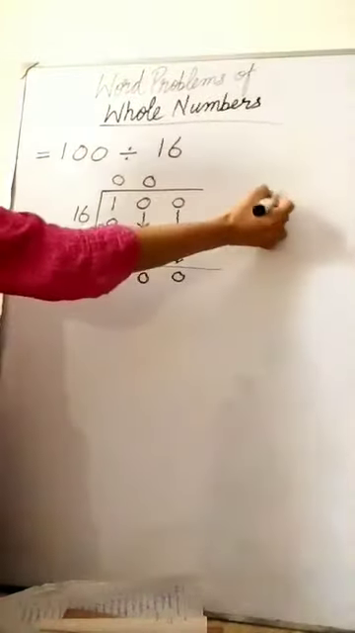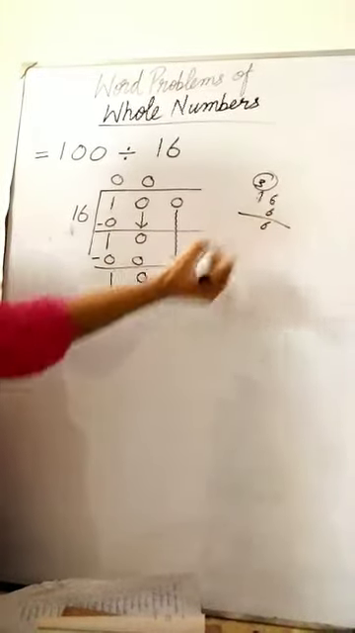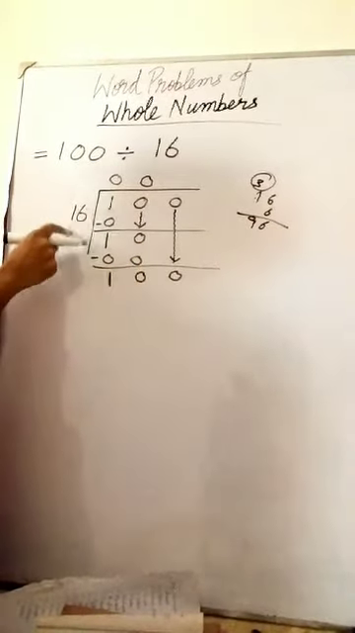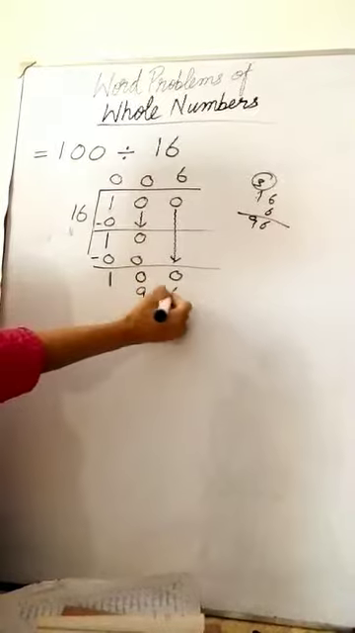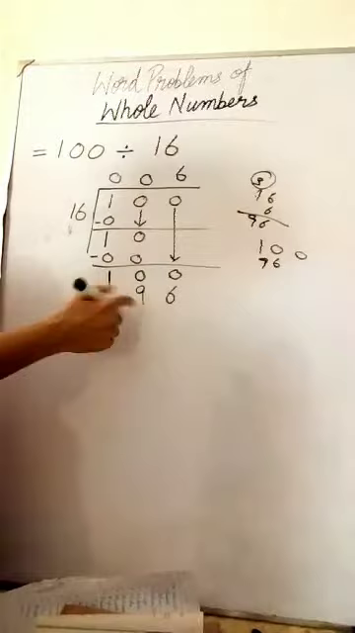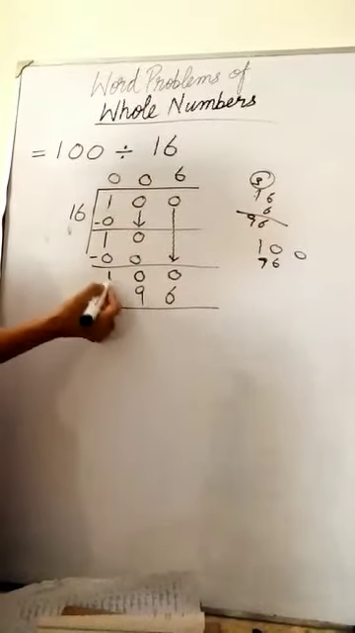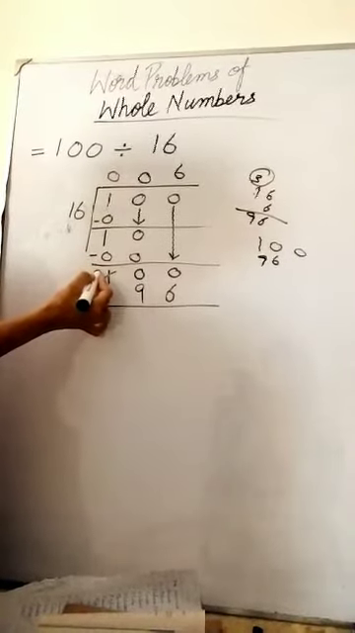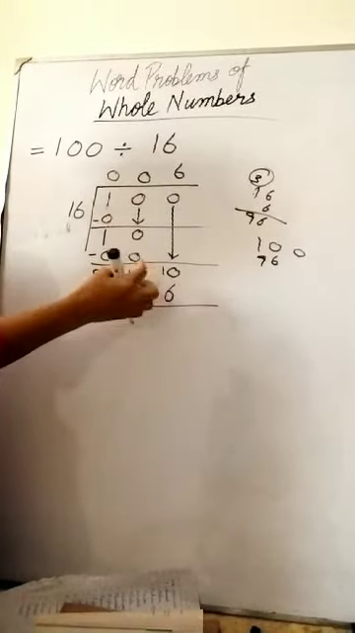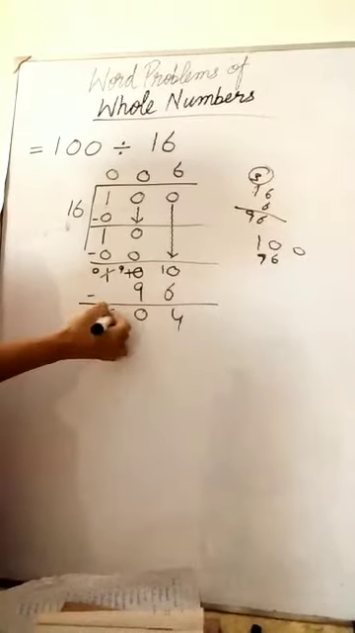Now 16 times 6: 6 times 6 is 36, 3 carry, 6, 1 times 6 is 6 plus 3 is 9. It means 96 is the nearest to 100. So 16 times 6 is 96. Write the unit under unit and tens under tens. Now subtract: 0 minus 6 is not possible, 0 minus 9 is not possible. Borrow from the relatives. 10 minus 6 is 4, 9 minus 9 is 0, and 0.